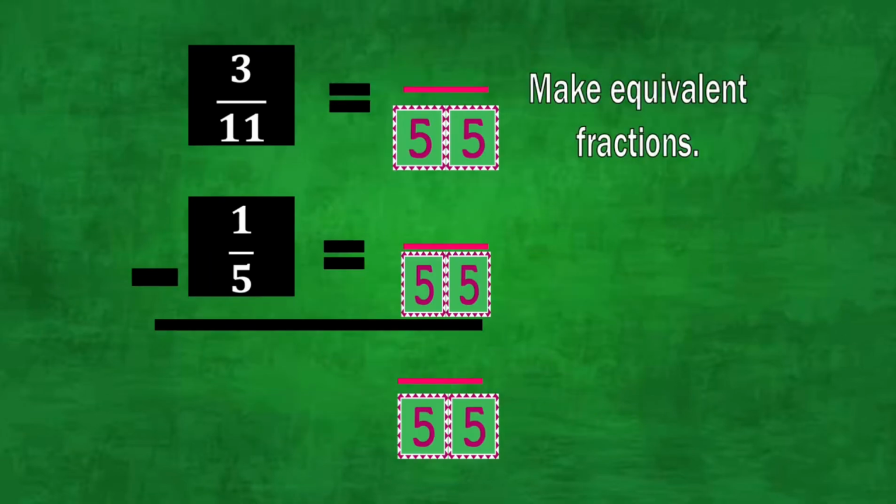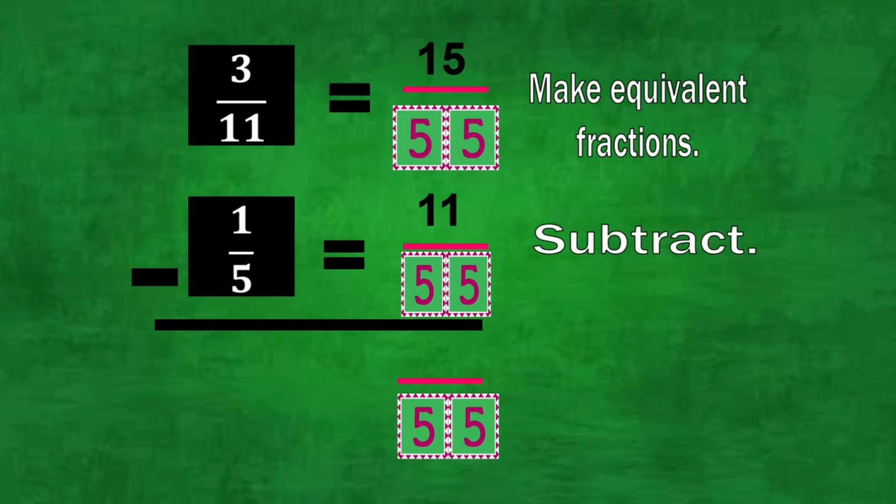Again, make equivalent fractions. 55 divided by 11 times 5 is equal to 15. 55 divided by 5 times 1 is equal to 11. Then subtract. 15 minus 11 is equal to 4. Our answer is 4 over 55.